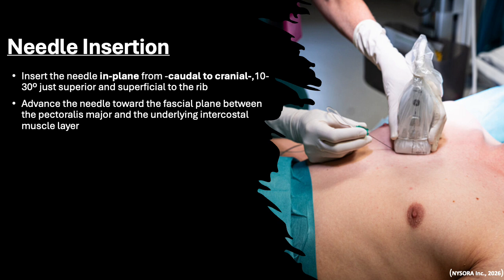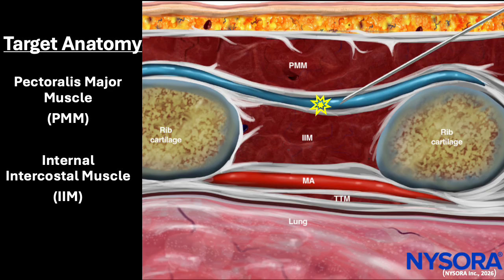Continuously visualize the needle tip as it advances toward the fascial plane between the pectoralis major muscle and the underlying intercostal muscle. Maintaining continuous needle visualization is essential for procedural safety. The target injection site is the fascial plane immediately deep to the pectoralis major muscle and superficial to the internal intercostal muscle. When local anesthetic is deposited within this plane, it spreads longitudinally to surround the anterior cutaneous branches of the thoracic intercostal nerves. Accurate placement within this fascial plane is the key to successful analgesia.